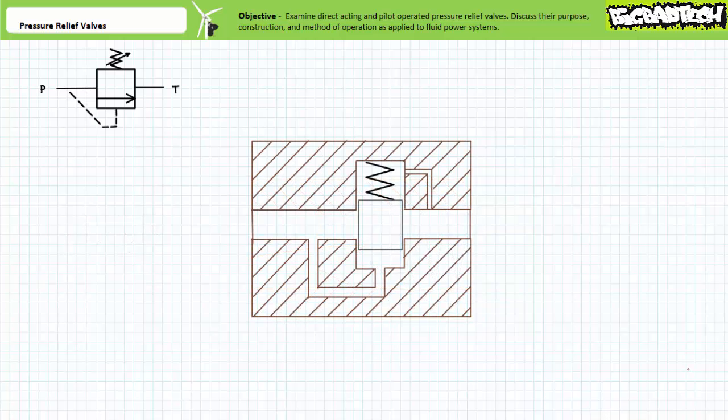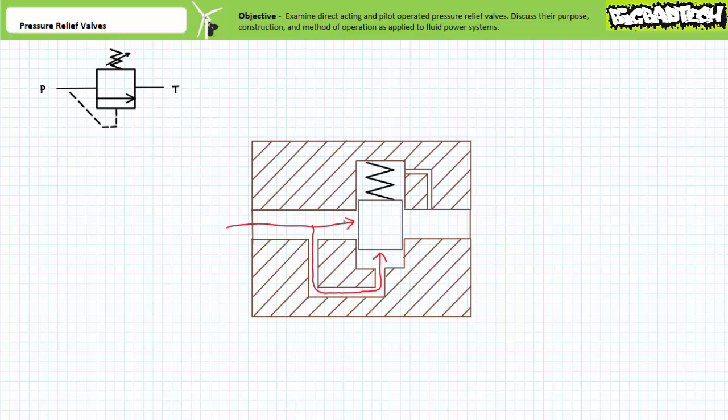Alternatively, consider this configuration of a direct-acting pressure relief valve. In this configuration, a moving piston held down by a biasing spring obstructs the main P to T passageway. However, a narrow pilot passageway acts on the bottom face of the moving piston. This pilot passageway is the dashed line in our schematic symbol.